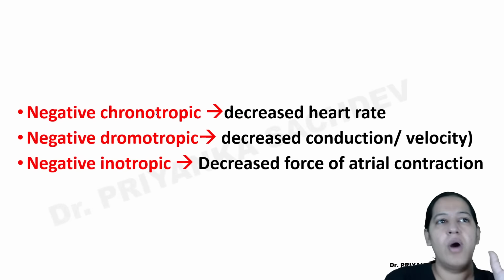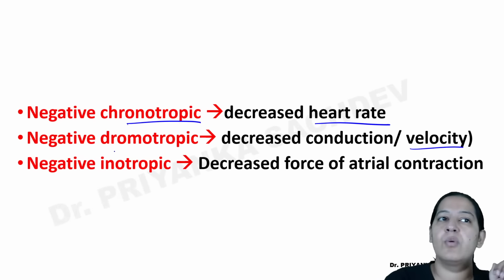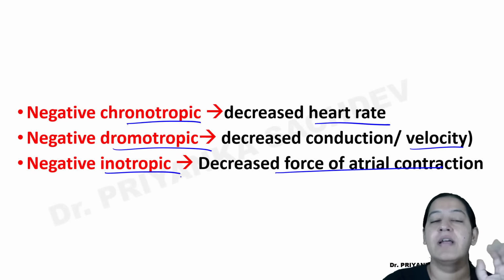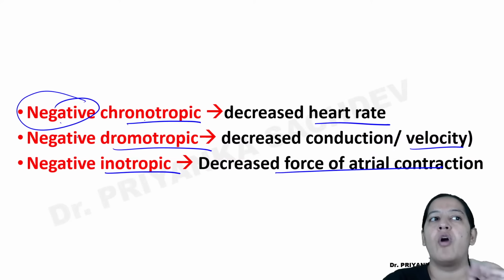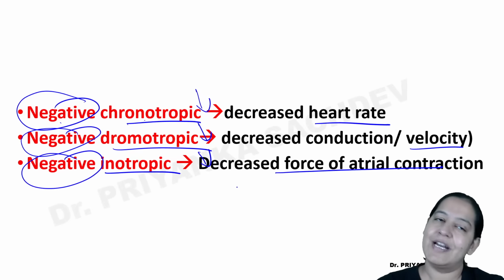Heart rate is known as chronotropic effect, velocity of conduction is known as dromotropic effect, and force of contraction is known as inotropic effect. So can I say acetylcholine, or these cholinergic drugs, are negative chronotropic, negative dromotropic and negative inotropic, because they are decreasing heart rate, force and velocity, all of them. So that's why these are negative.